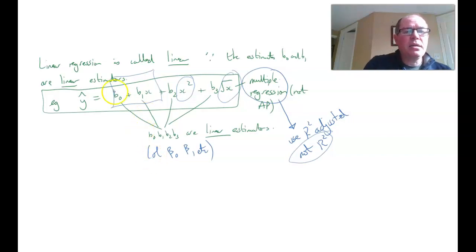Now, here, this is still linear regression, believe it or not, even though it's got an x² and a root x term in. And again, it's called linear regression because b0, b1, b2, b3 are linear estimators of beta 0, beta 1, etc. So that's the reason it's called linear regression.